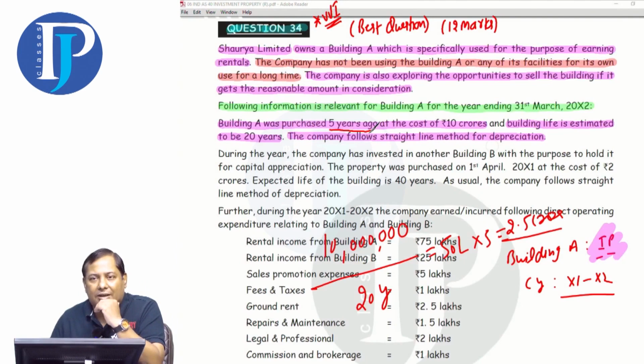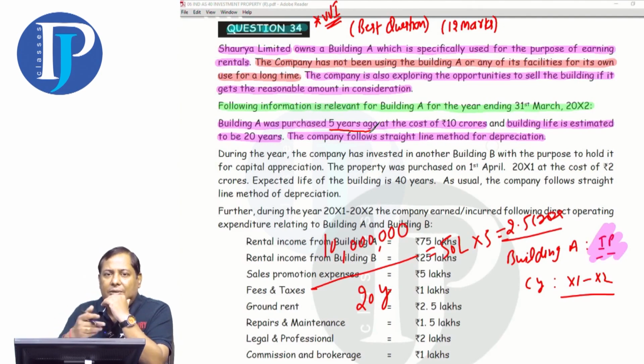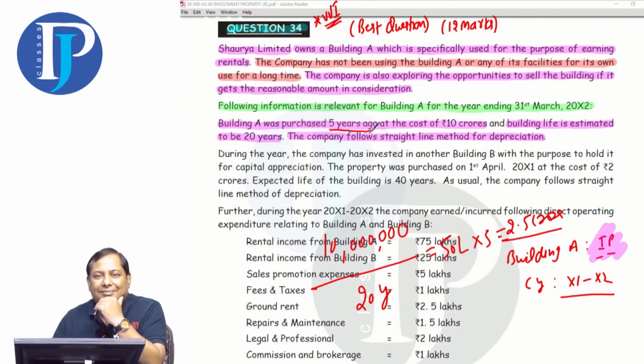You purchased a 10 crore building. Over 5 years depreciation of 2.5 crore is applied, and there is depreciation of 50 lakh in the current year. So the value of the building will be, understood. Depreciation 2.5 crore. 50 lakh depreciation is to be added. The depreciation will be 3 crore. There is nothing difficult to understand. It is very easy. There is nothing difficult.